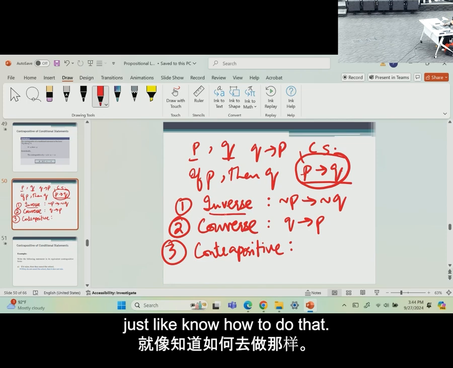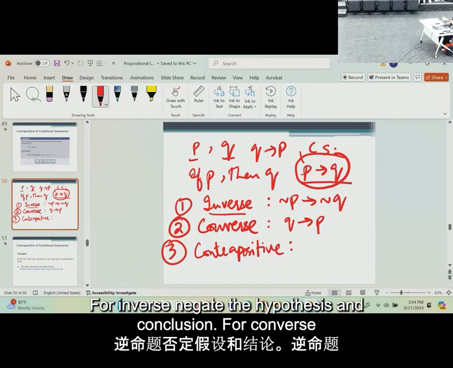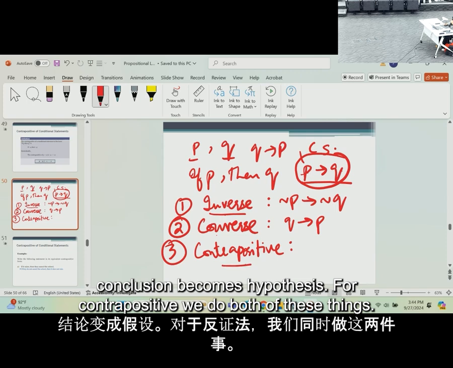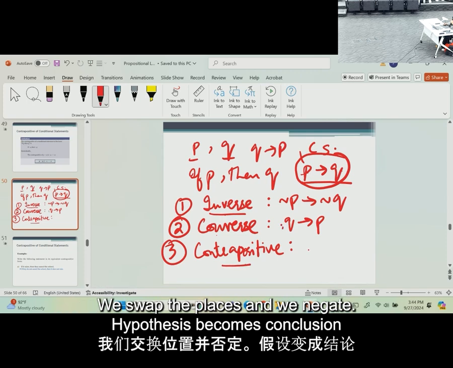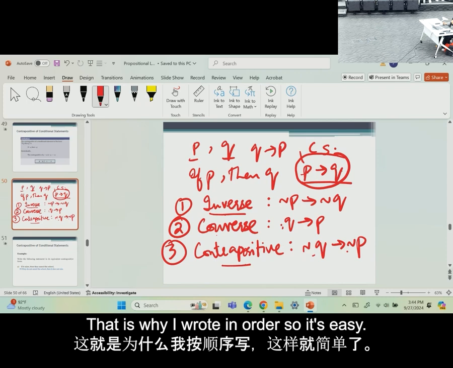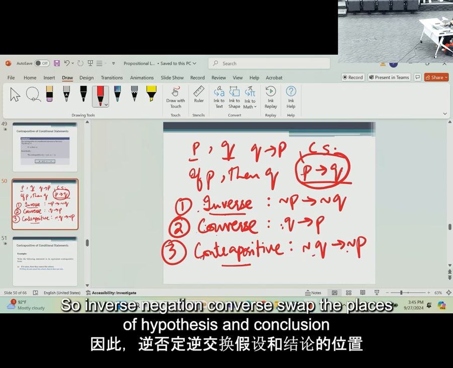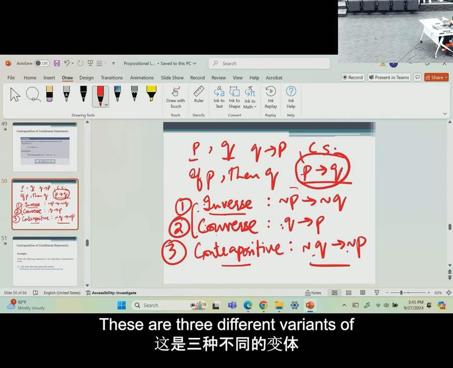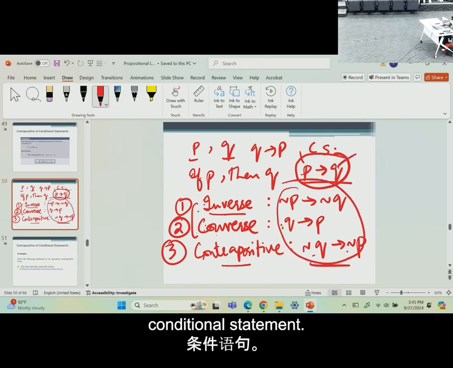For inverse, negate the hypothesis and conclusion. For converse, change their places. Hypothesis becomes conclusion, conclusion becomes hypothesis. For contrapositive, we do both of these things. We swap the places and we negate. Hypothesis becomes conclusion, conclusion becomes hypothesis, and we negate both of them. Clear? That is why I wrote in order, so it's easy. Inverse, negation; converse, swap the places of hypothesis and conclusion; contrapositive, do both of these. Clear? These are 3 different variants of conditional statement.